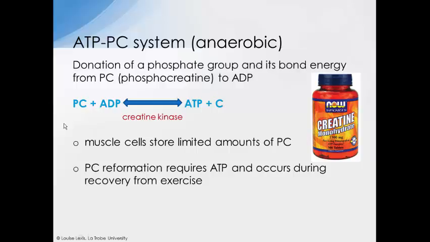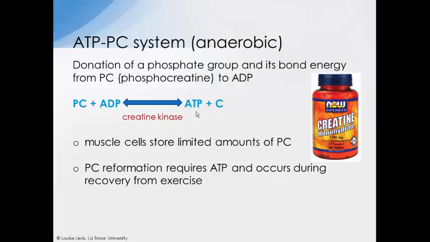I mentioned in an earlier clip that we don't store ATP in the cell. The closest we get to storing ATP in the cell is storing phosphocreatine. So the phosphate bound to the creatine allows us to store that phosphate in the muscle, and that means we can quickly access that phosphate, combine it to ADP to form ATP.